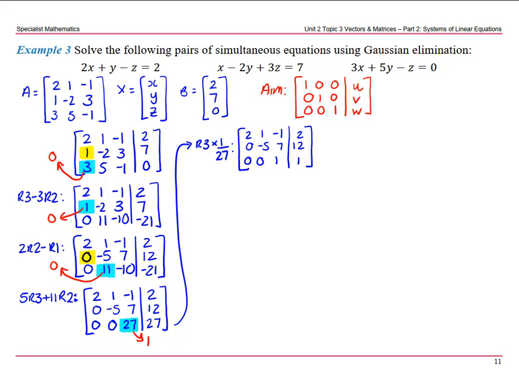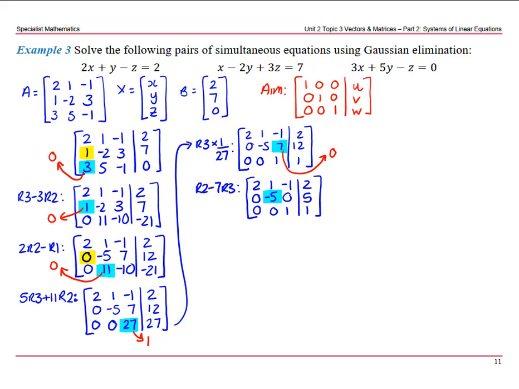Now move up into our second row, and we need to make that 7 into 0. The easiest row to work with is row 3. We can just go row 2 minus 7 lots of row 3. So our first and third rows are staying the same. We've got 0, 0, so that can stay. Negative 5 will be the same because negative 5 minus 7 lots of 0 is 0. 7 minus 7 lots of 1 is 0. 12 minus 7 lots of 1, 12 minus 7 is 5.